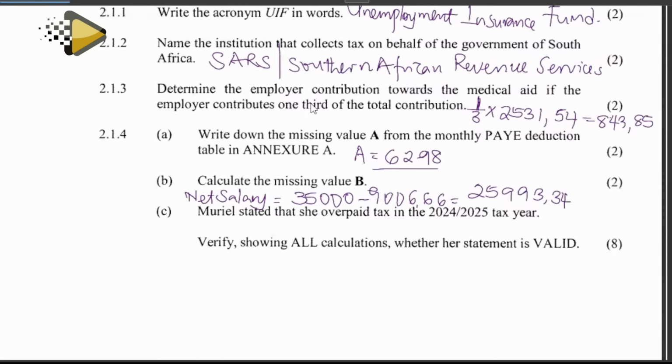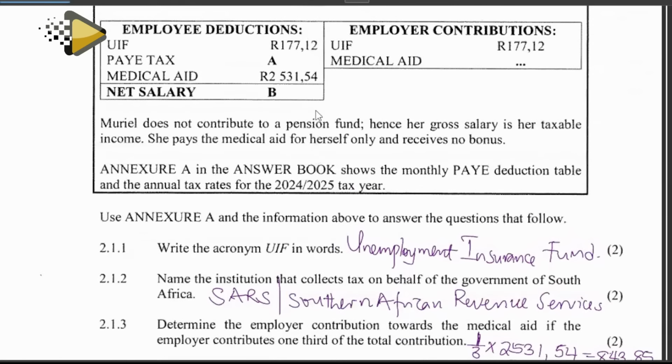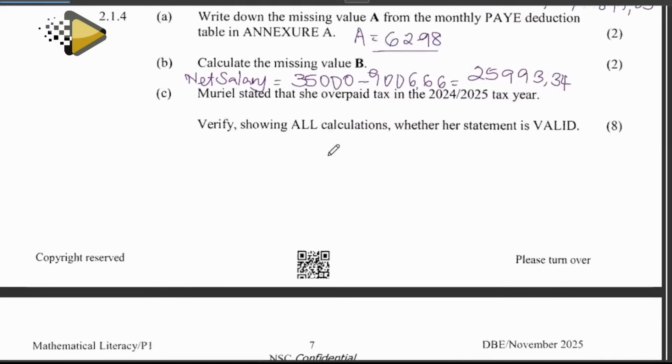So Mr. She stated that she's overpaid in tax. Now, if you read very well here, it says she does not contribute to pension fund. Hence, her gross salary is her taxable income, meaning it's already taxable income. However, this is the gross salary that we see here. It's monthly. It has to become annual. So we're going to say times 12. Times 12. So we pick up here.